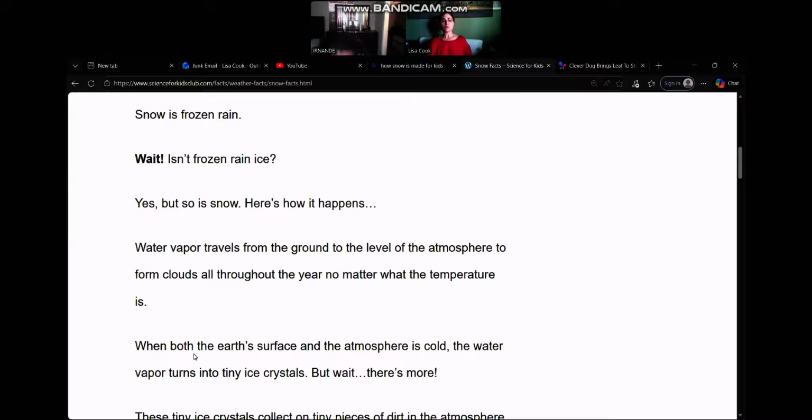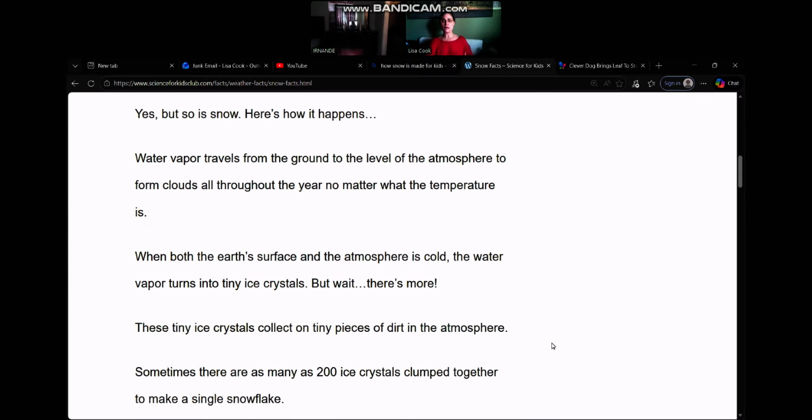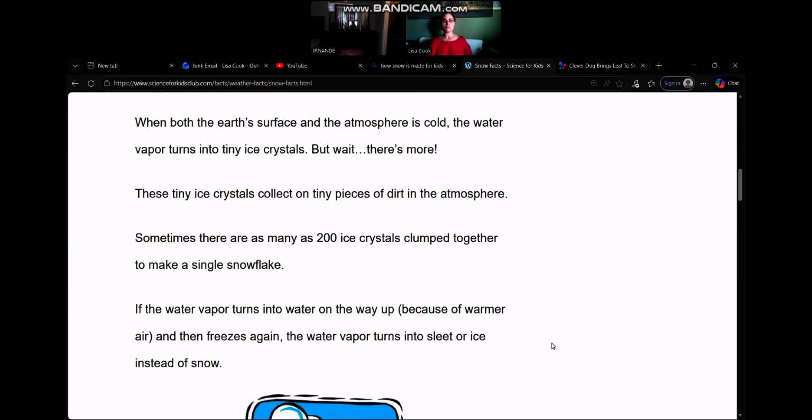Okay, so both Earth's surface and the atmosphere are cold. Water turns into a tiny ice vapor, but wait, there's more. Remember when I said it turns into a crystal? That's what makes the snowflakes so different. Read that there and tell me what you understand.